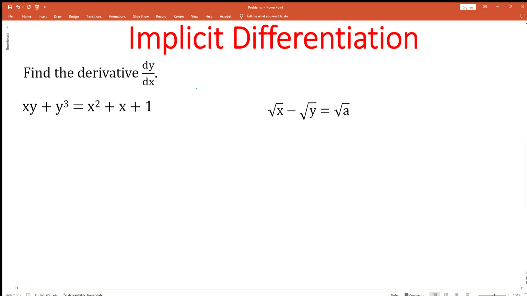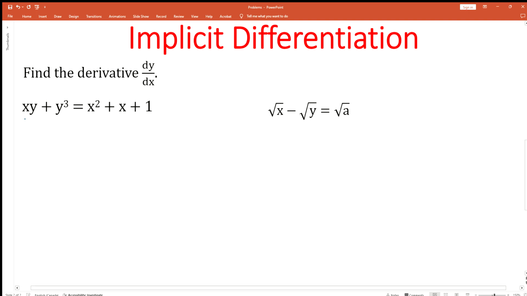In this video, we'll use implicit differentiation to find dy over dx for these two given equations. Let's start with the first equation, xy plus y cubed equals x squared plus x plus 1. In order to find dy over dx for this equation, we have to find the derivative of all five terms in this equation. We have to use implicit differentiation because we cannot isolate y in this equation.